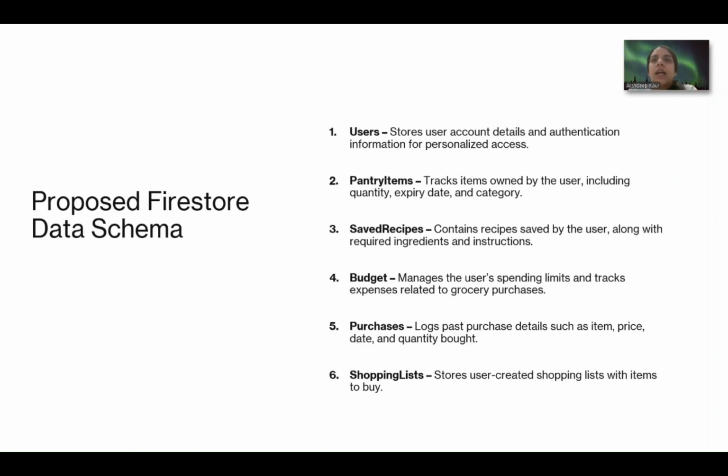The next one is the purchase. It logs all past purchase details such as item, price, date, and quantity bought. And the final one is the shopping list, so the user can store the items they need to buy in a list in our app.